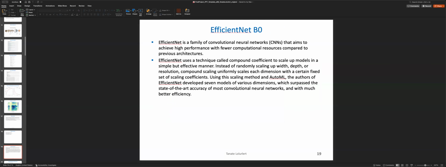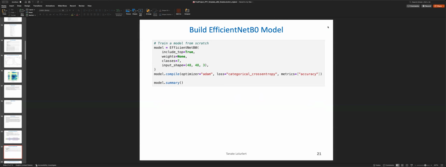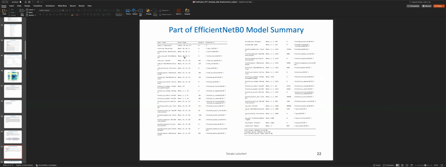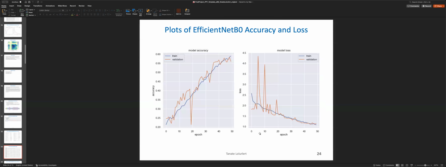Next is EfficientNet B0. EfficientNet B0 is also a CNN, but it has compound scaling, so it has higher performance. This is the architecture. This is how I build it. The first one I built without the pre-trained model. This is the summary. The trainable parameters are about 4 million, and I trained for 50 epochs.